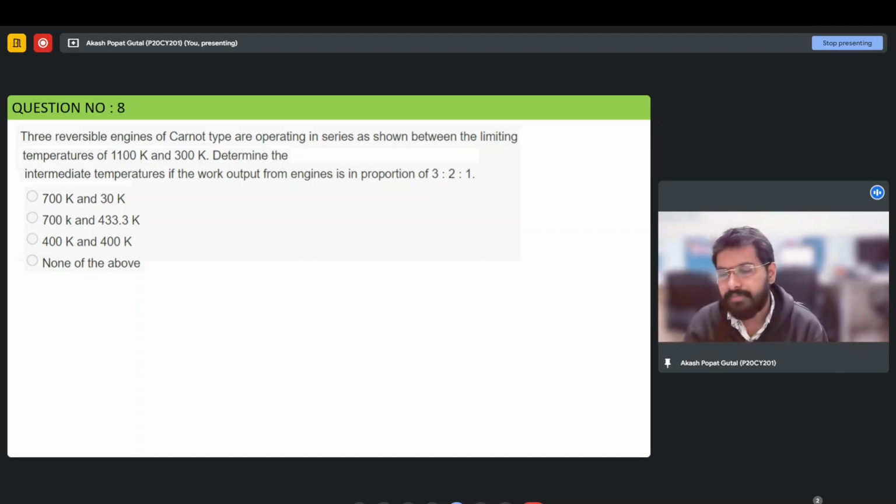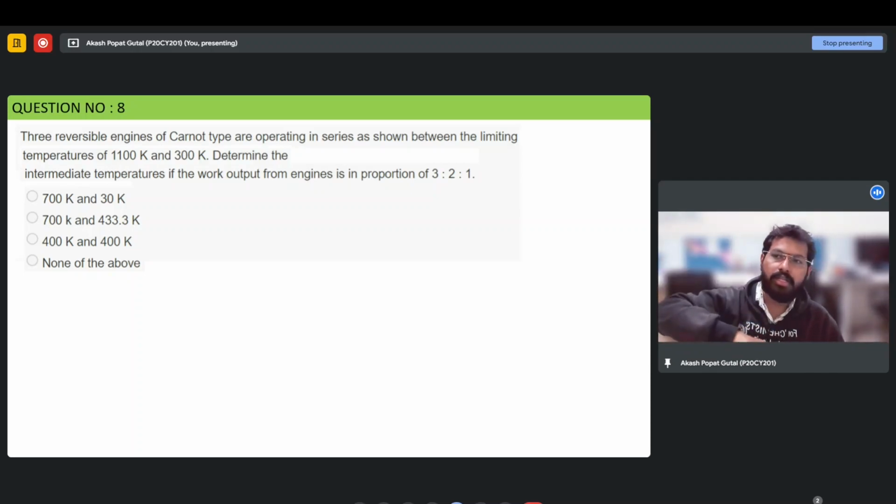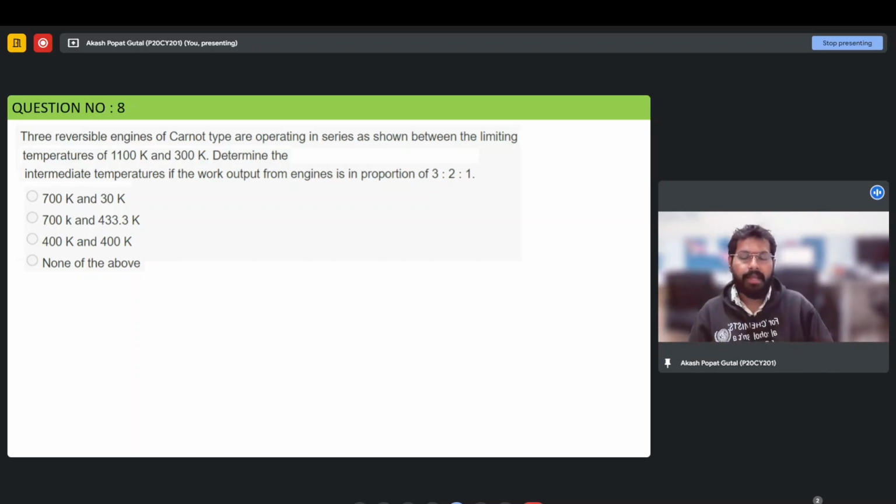So in this question, the heat engines are operating between the two temperatures T1 and T2. T hot is the hotter temperature, 1100 Kelvin, and the colder temperature is 300 Kelvin. Three consecutive heat engines are operating in between these two temperatures, and their work output is given in the ratio 3 to 2 to 1. We need to find the two intermediate temperatures between these three heat engines.